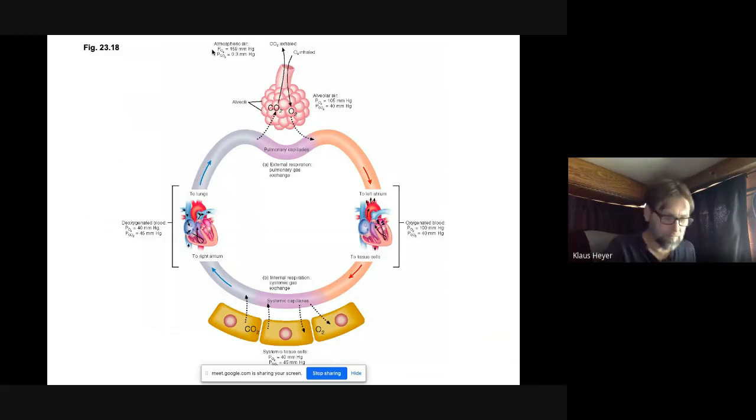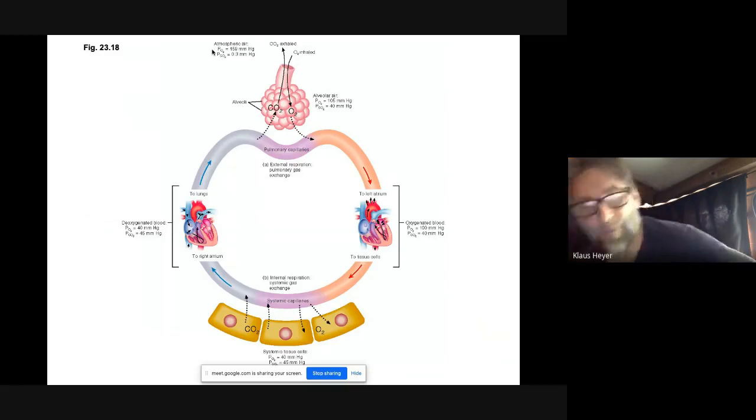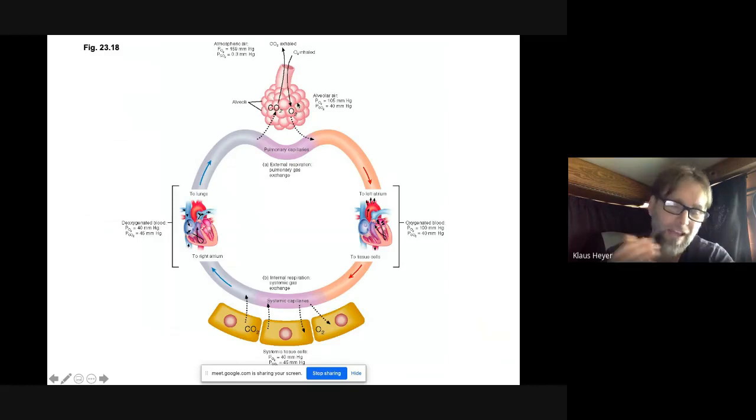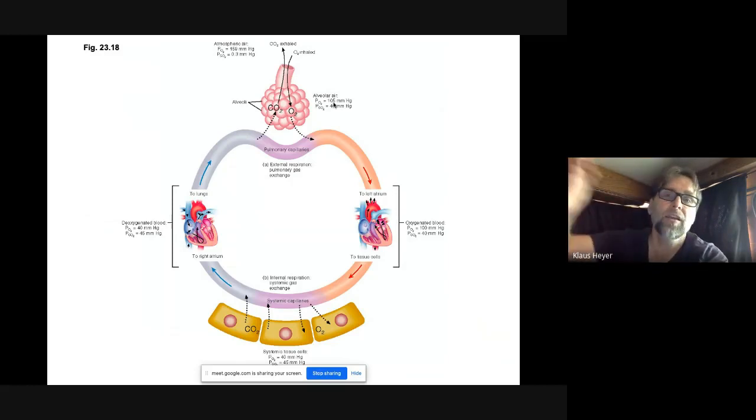It all works by diffusion, going from higher pressure to lower pressure. If you look at the pressure out here in the air, it's 159. If you look at the pressure in your alveolus, at the end of your lungs, it's 105. So the oxygen wants to go from the outside into your lungs and into the alveolus.